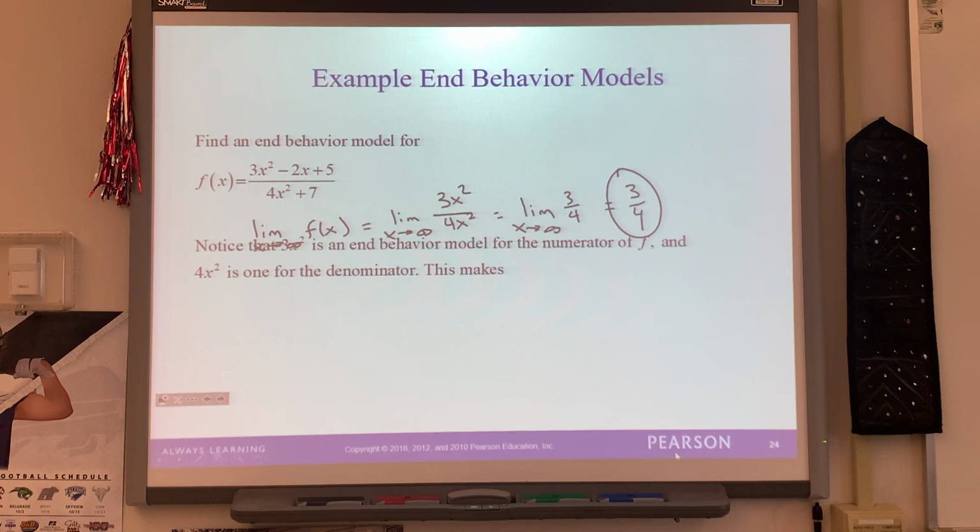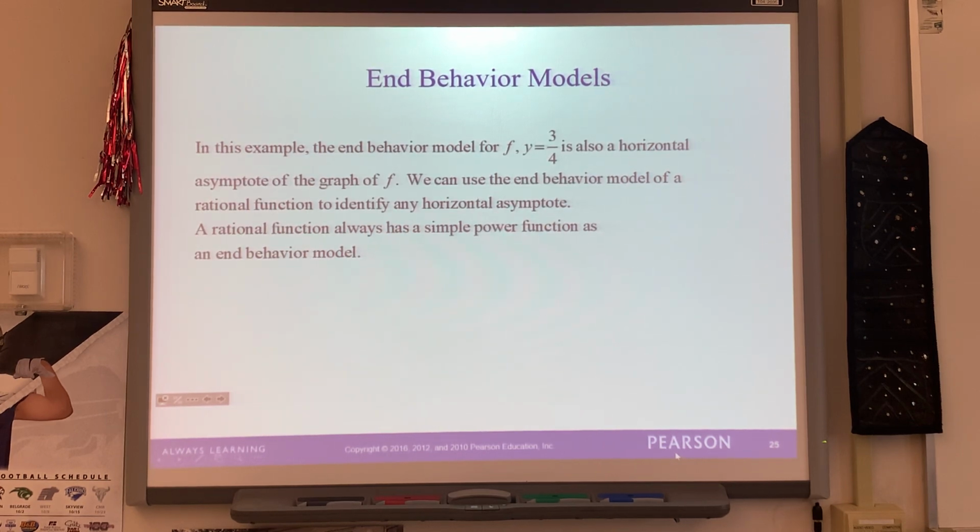So again, they do the same thing. They say, notice that 3x squared is the end behavior model for the numerator, and 4x squared is one for the denominator. This makes 3x squared over 4x squared, or 3/4, an end behavior model for the function. Okay. So in this example, the end behavior model for function f, y equals 3/4, is also a horizontal asymptote. We can use the end behavior model of a rational function to identify any horizontal asymptote.